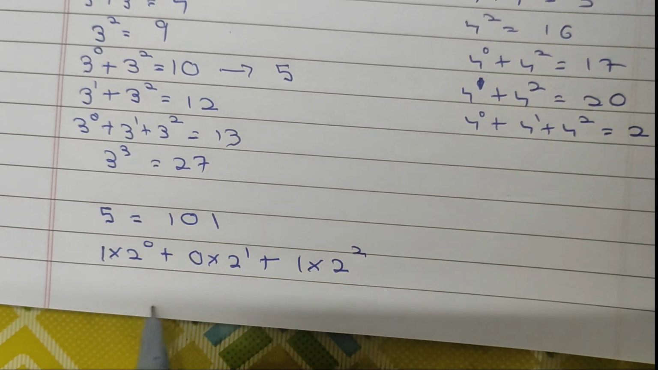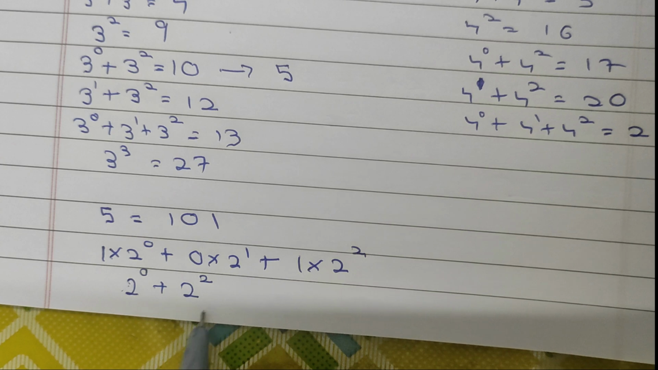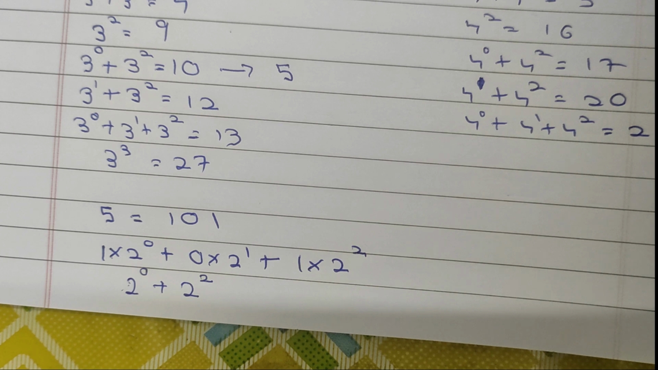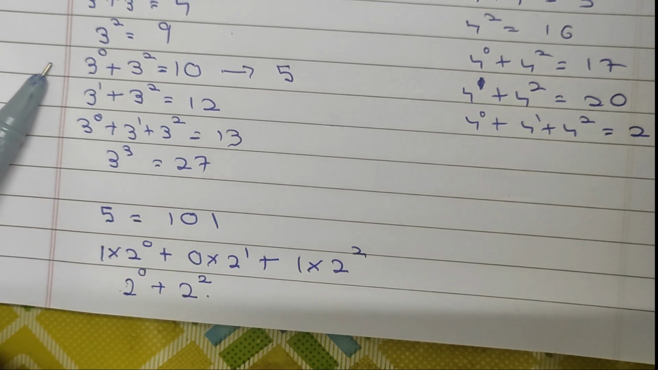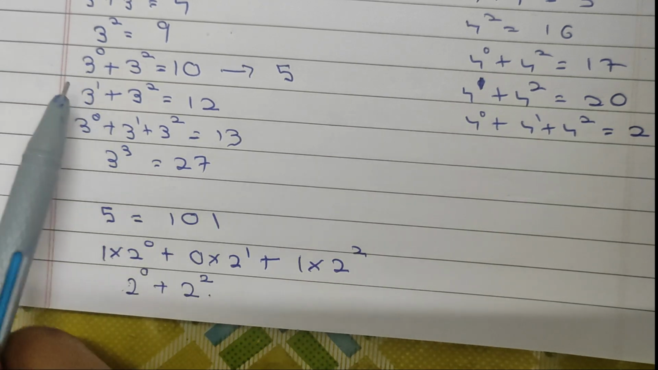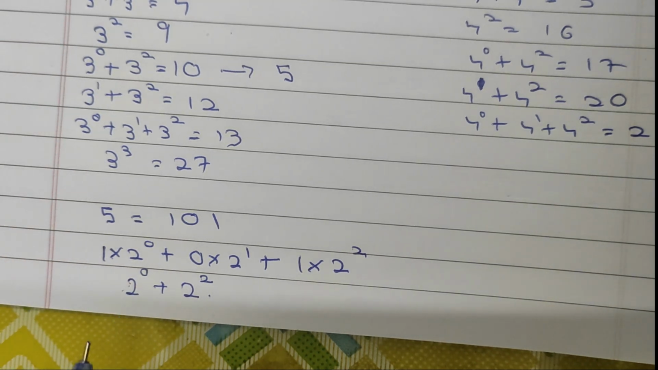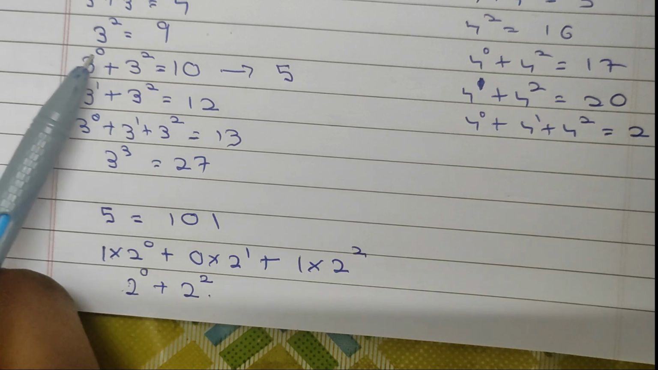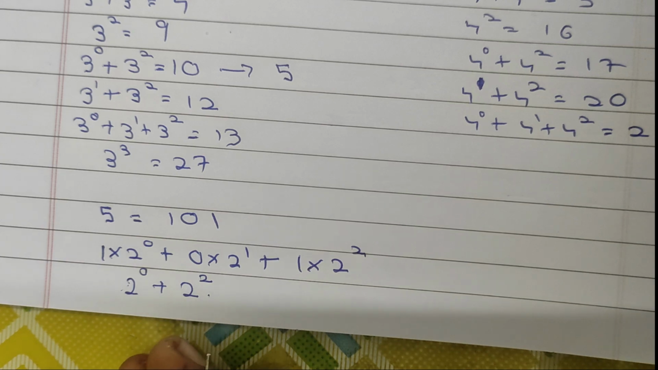So when we simplify it, it will be equal to 2 raised to 0 plus 2 raised to 2. This will be the base 2 representation of 5. Now can you notice something? Can you find a similarity between this and this? We can see that the only difference between this and this is the base. So here the base is m, and here the base is 2. Here the base is given as 3, so we wrote 3, and here the base is equal to 2. So this is the main observation.